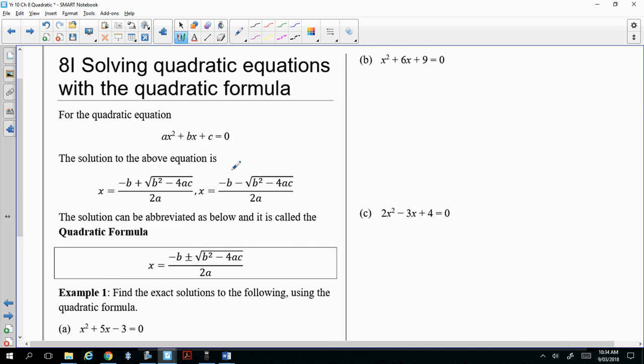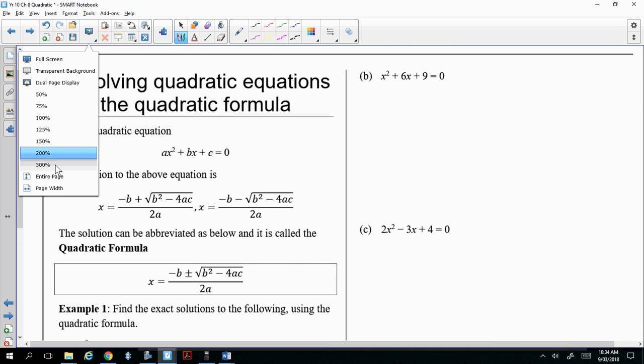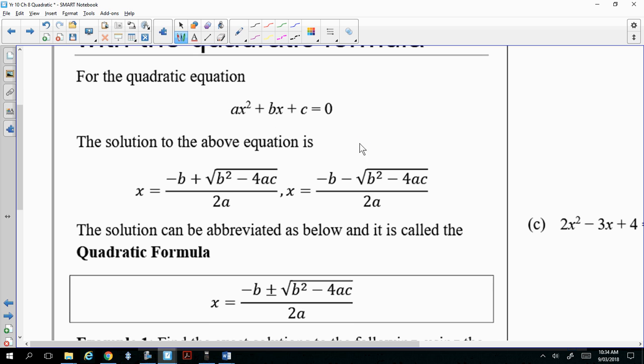There's three ways altogether. And this formula you need to memorize for the exam. So let's look at this very carefully. A quadratic equation has this structure, ax squared plus bx plus c, where a, b, and c are numbers. We're going to substitute these numbers.